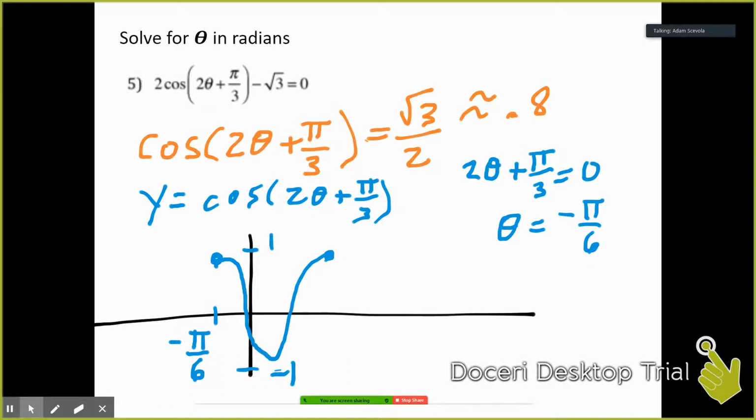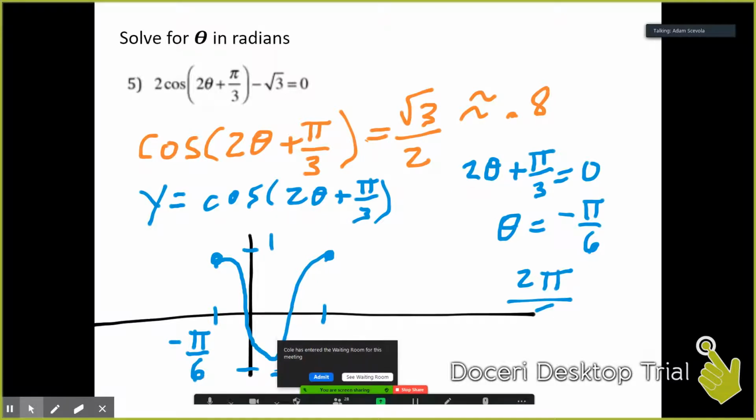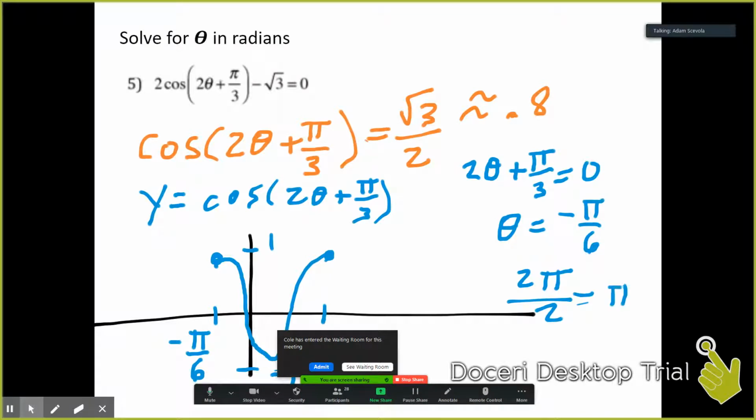All right, but what would the period be? So the period is always equal to 2 pi over b. So in this case, b is equal to 2, because that's the number in front of x, or theta. So the period is pi. So if you add pi to negative pi over 6, you get 5 pi over 6.